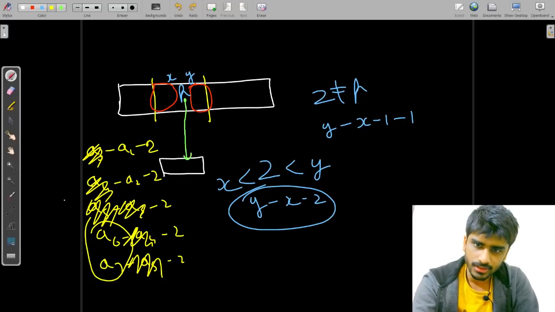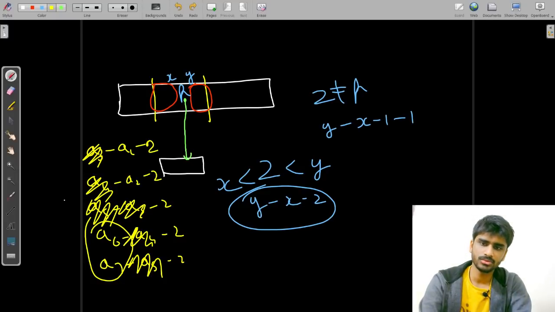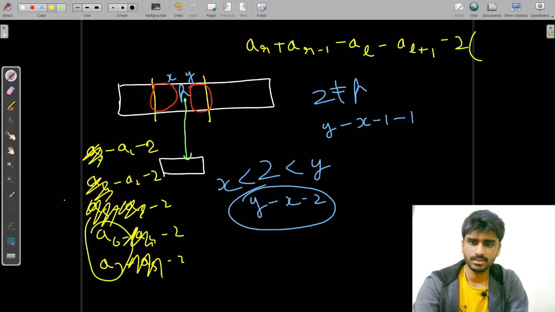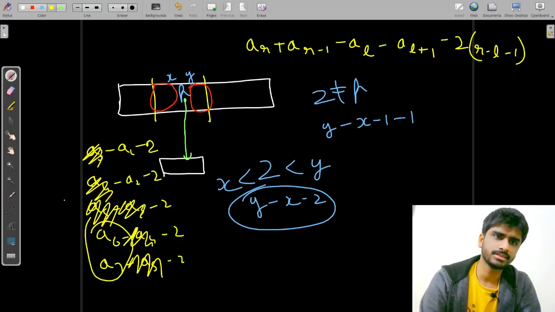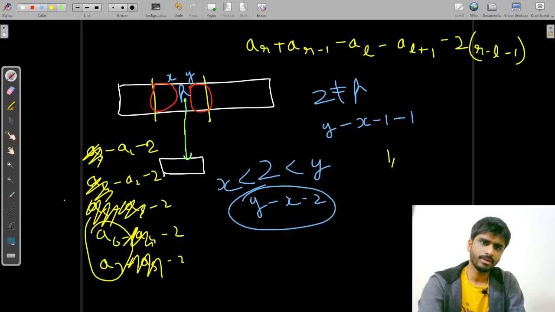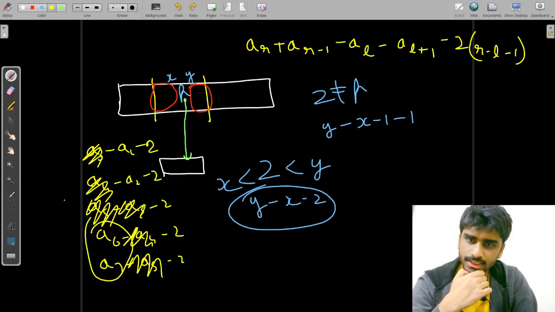And how many times minus 2 do we have? Just the length of the subarray minus 2. So maybe we have AR plus AR minus 1 minus AL minus AL plus 1, minus 2 times the number of elements minus 2. Maybe this is R minus L minus 1? Let's check: between 1 and 5 we have 5 elements, and 5 minus 1 equals 4, minus 1 is 3. Okay, yeah, so this is correct. This is what we will get in general.